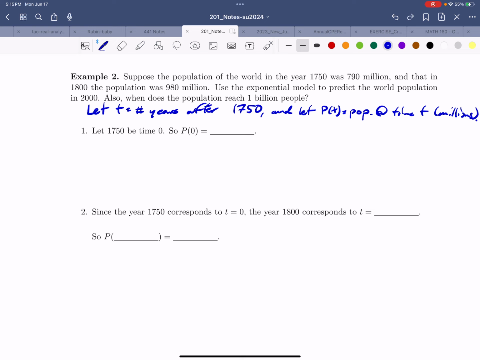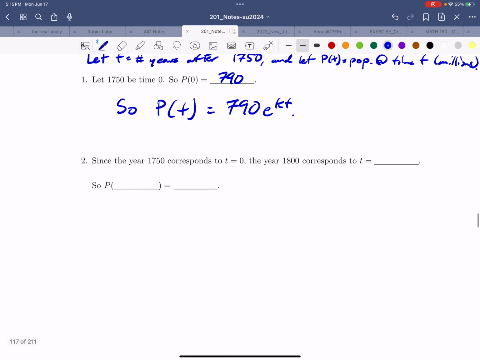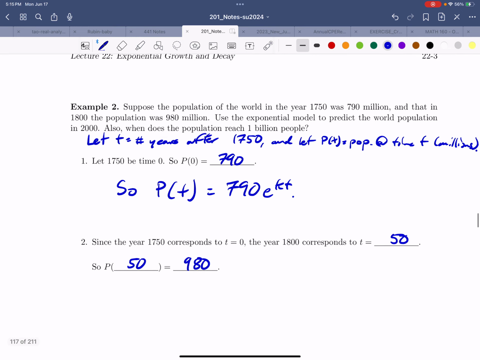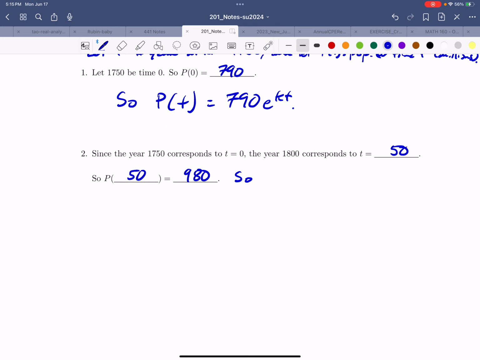So P of 0 is going to equal 790. We're not going to write the million. And you don't have to write this down, but just to be crystal clear, that means that P of t equals 790 e to the kt. We got our first data point, we need our second data point. 1800 corresponds to t equals 50, P of 50 equals 980 million. That was given to us. So P of 50, on the one hand it equals 980, on the other hand it equals 790 e to the k times 50.